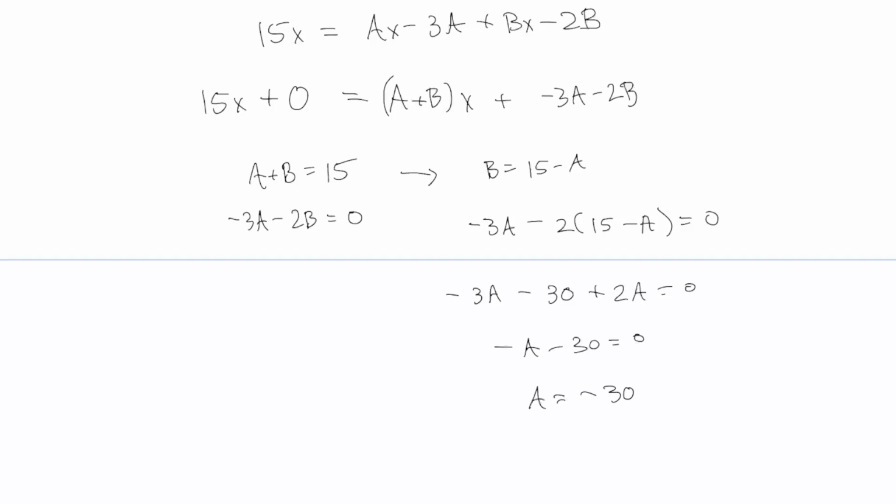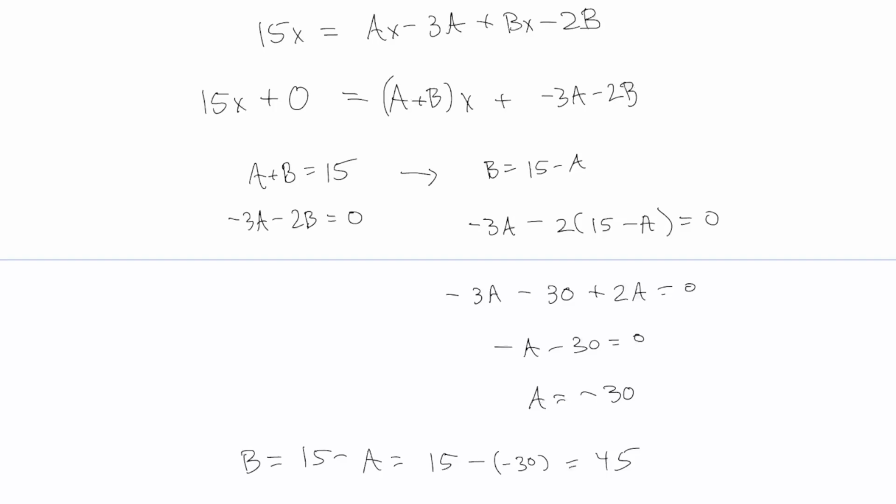All right. And then what about the b? So b is 15 minus a, right? That's what I said at the very beginning. So b is 15 minus a, and a is negative 30. That's 15 minus negative 30, which is 45. All right. These are weird numbers, but it's what I have on my paper, so I feel good about it.